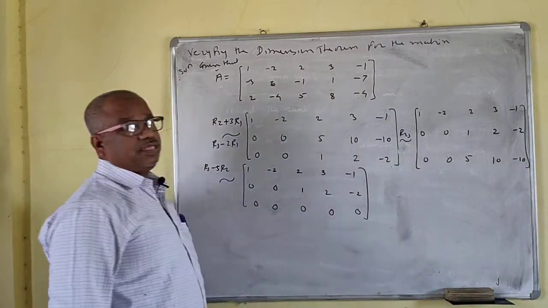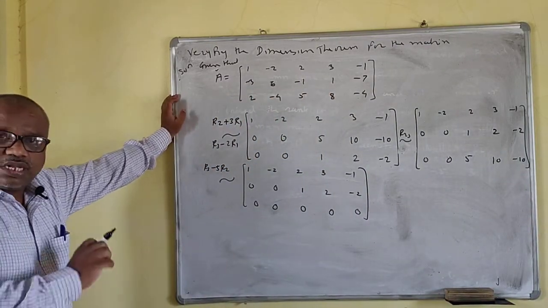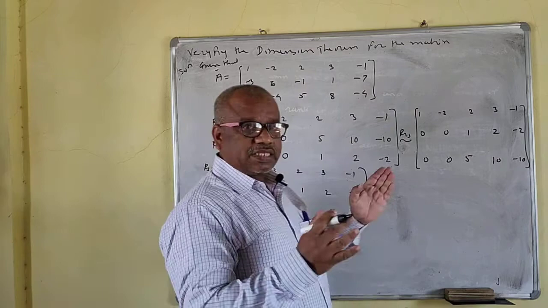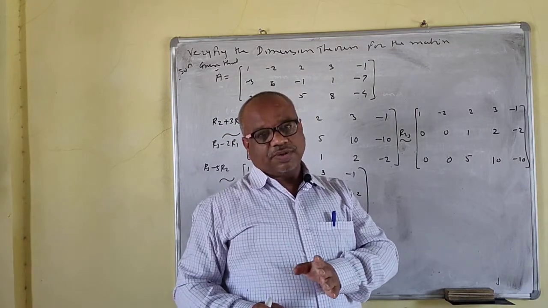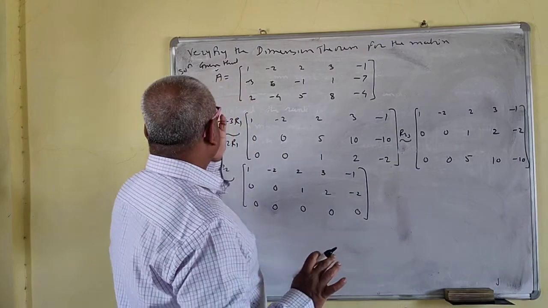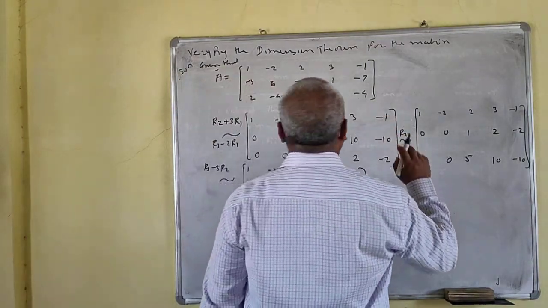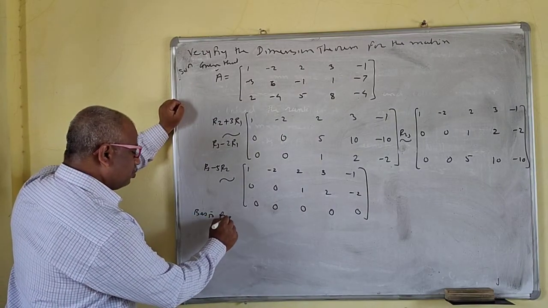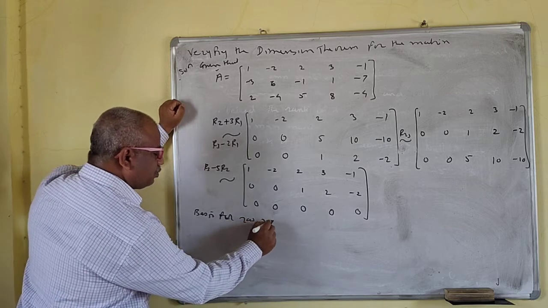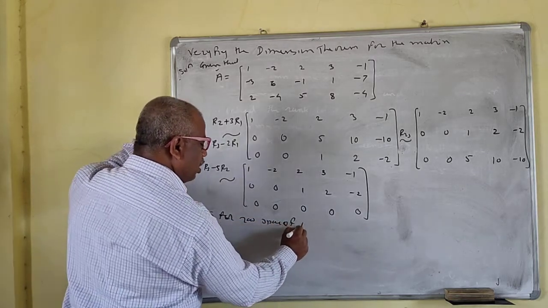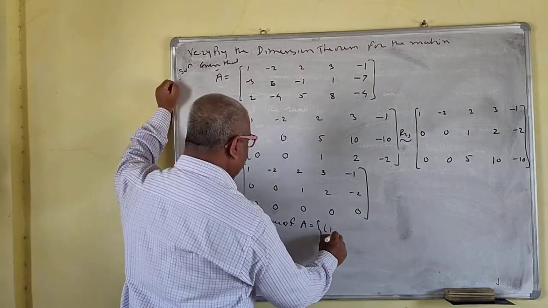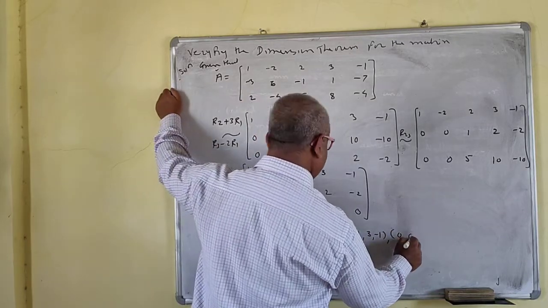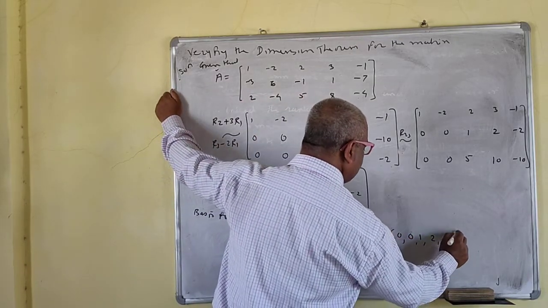So we have to verify this. That means, without using the dimension theorem, we have to prove that the rank of A plus nullity of A is equal to the number of columns of A. That we have to prove. Okay, so given that A is equal to this, we'll directly convert this. Okay, basis for row space of A is equal to 1 minus 2 2 3 minus 1, 0 0 1 2 minus 2.